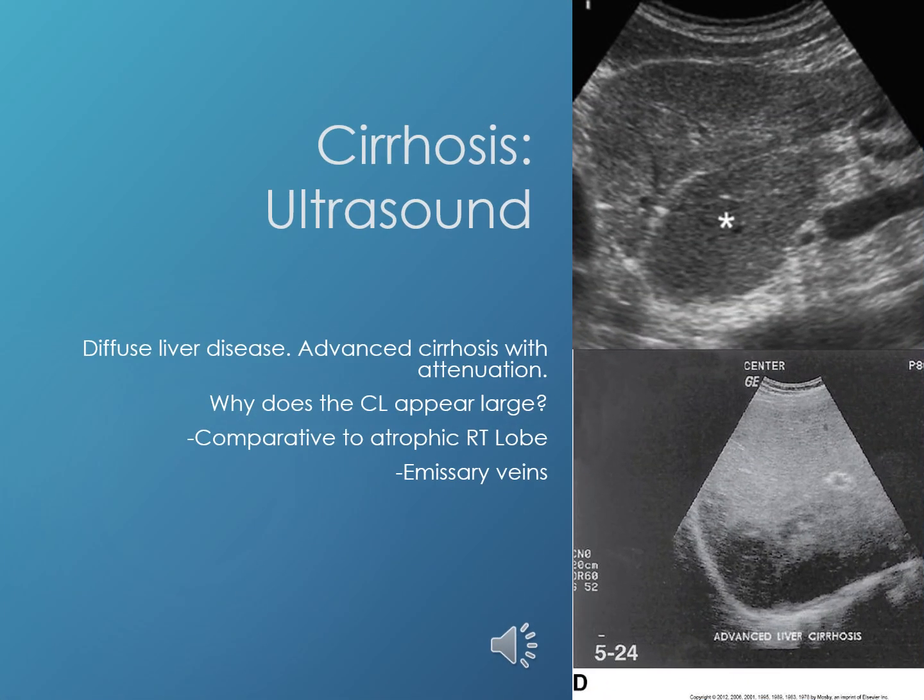So this bottom picture is showing advanced liver cirrhosis with attenuation. And that top picture where that asterisk is, that's on the caudate lobe. And that appears relatively large, doesn't it? So you can see that ligamentum venosum delineating that caudate lobe. And sometimes it just looks large because it's comparative to that atrophic right lobe.